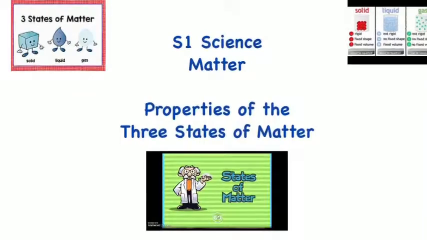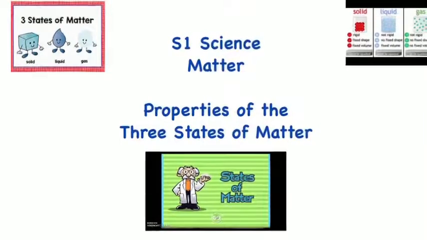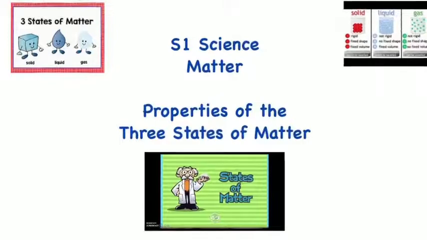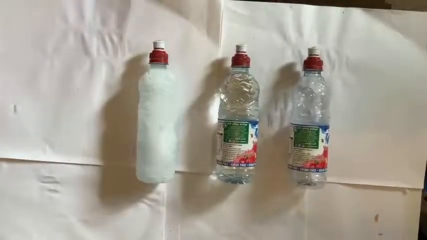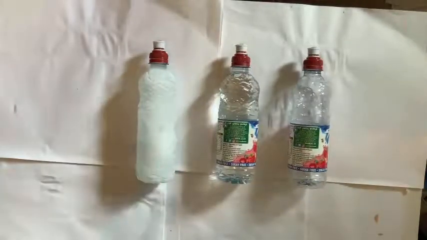Matter topic: properties of the three states of matter. Now we're looking at matter, solids, liquids and gases, and their properties. We've got a bottle full of ice here. You can see there's no label around it because water expands when you freeze it, so it actually bursts the label.